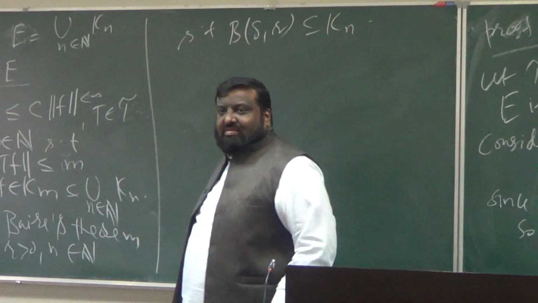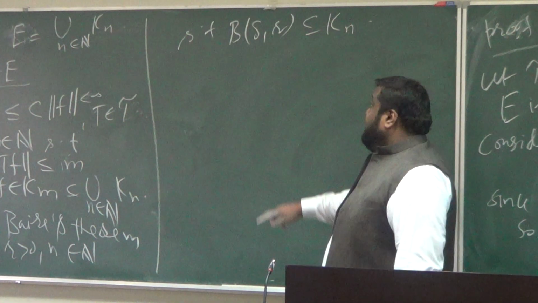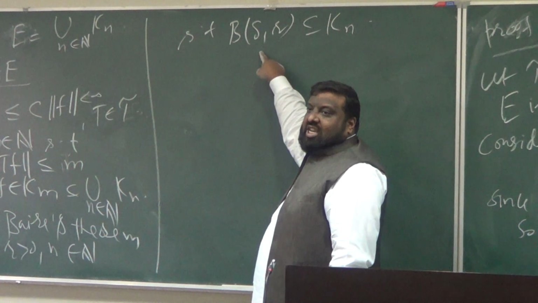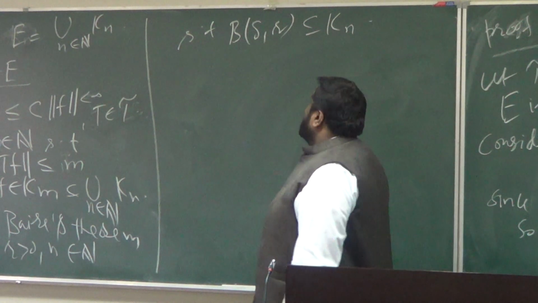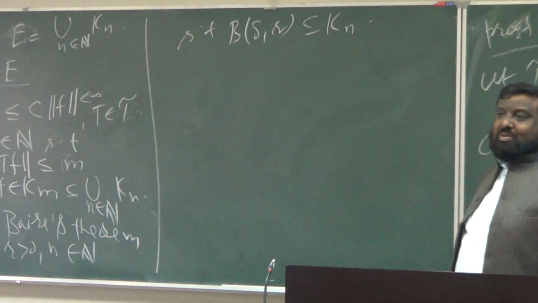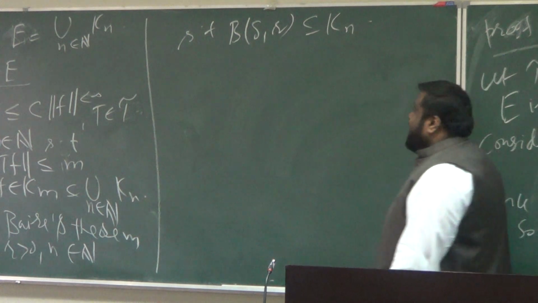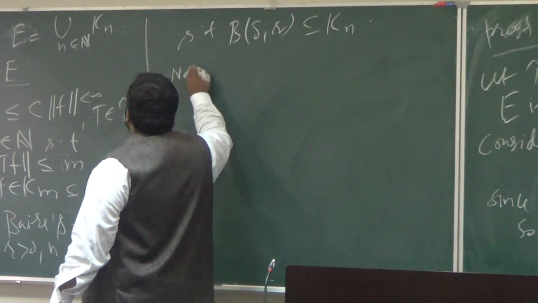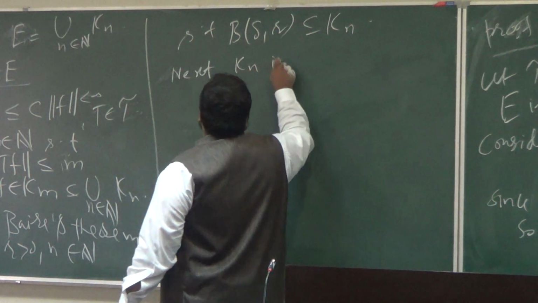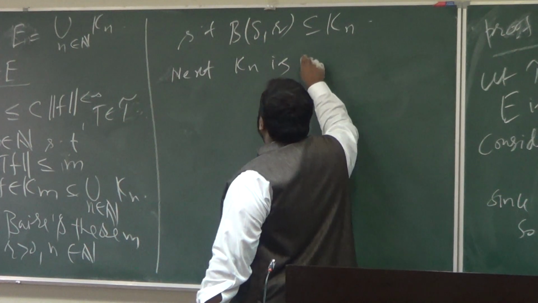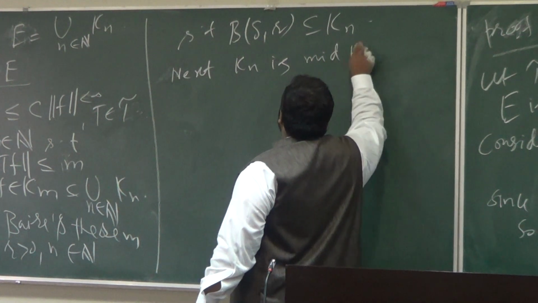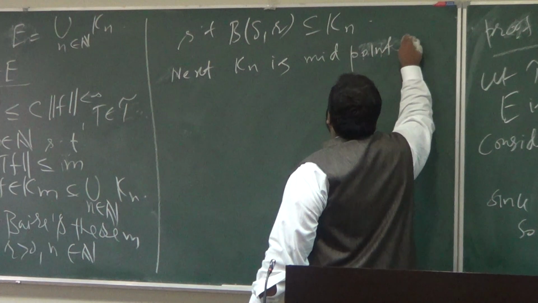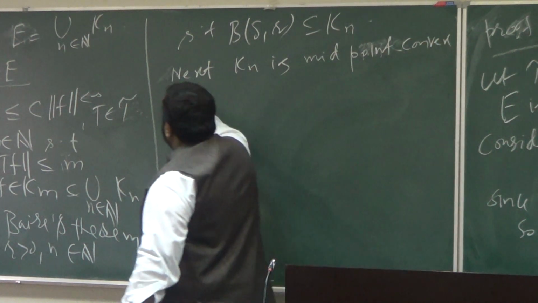But we just did in the previous lemma, which was about midpoint convexity, that if you have any ball contained in a set, which is centered at G, I can translate it. But for Kn, I need it to be symmetric and midpoint convex. So next we're going to show that Kn is midpoint convex and symmetric.